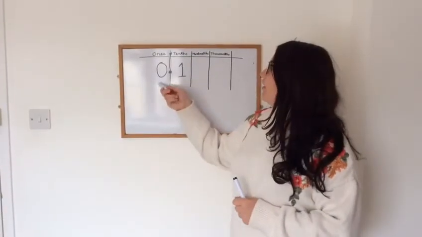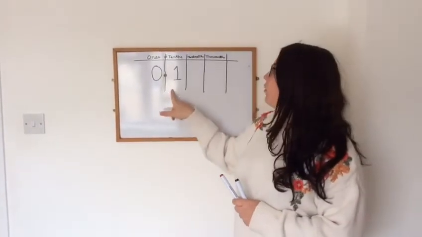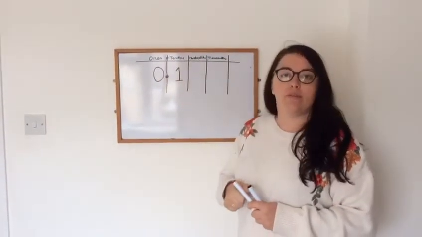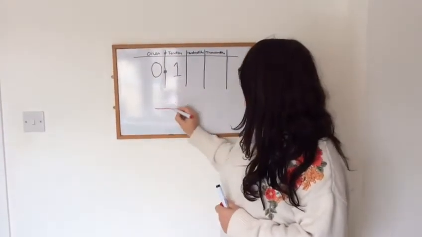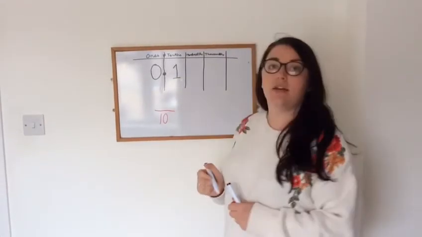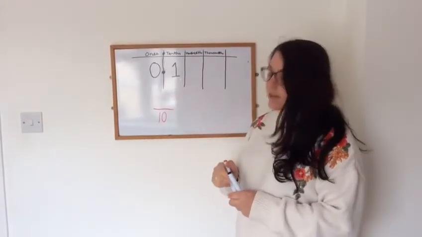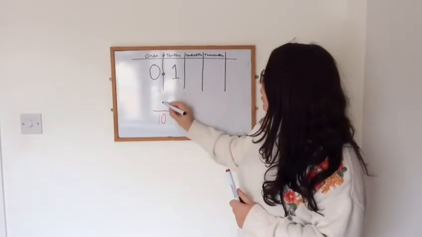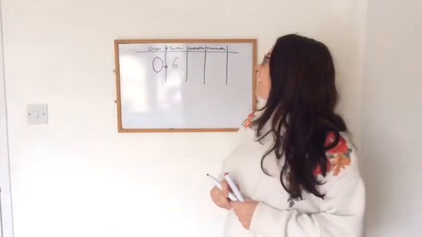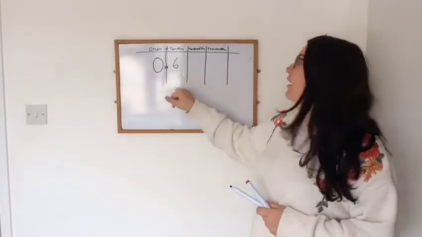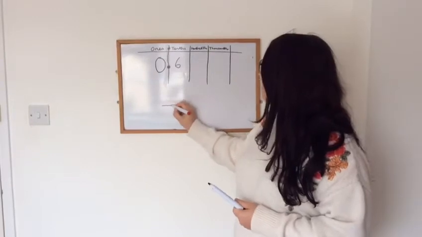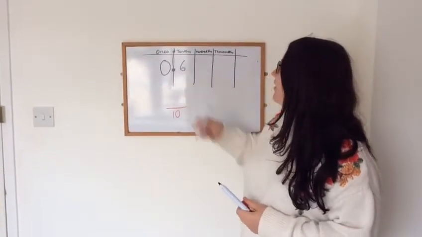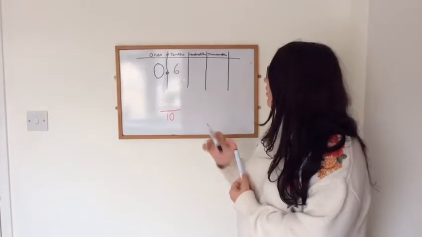Okay, so when converting 0.1 into a fraction, the 1 is in the tenths column, therefore we know that the bottom number is going to be 10. And then nice and straightforward, because there is a 1 in the tenths column, it's going to be 1/10. Again, if we were converting 0.6, the 6 is in the tenths column, so again the bottom number is going to be 10. And because there's a 6 in the tenths column, the numerator, the top number, is going to be 6.